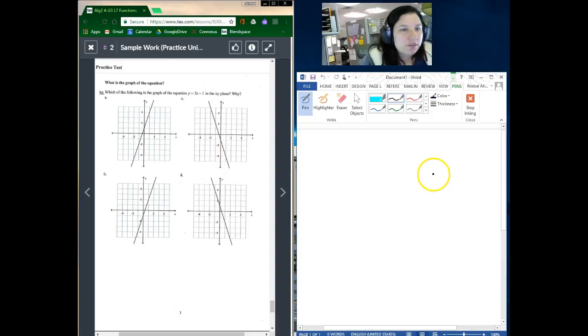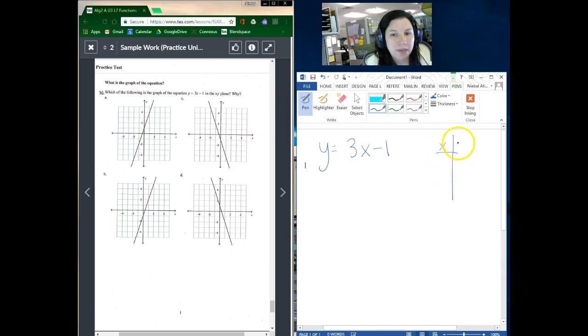Number 30, which of the following is the graph of the equation y equals 3x minus 1? So there are a couple different ways to graph this. When you first learned how to make graphs, you might have made a table or a process table where you said, okay, well, what if x is -2, -1, 0, 1, or 2?